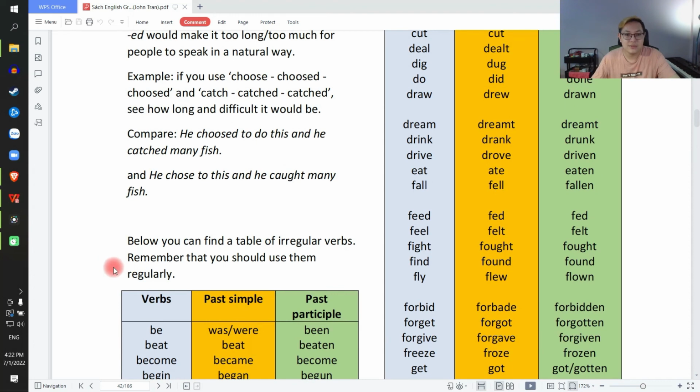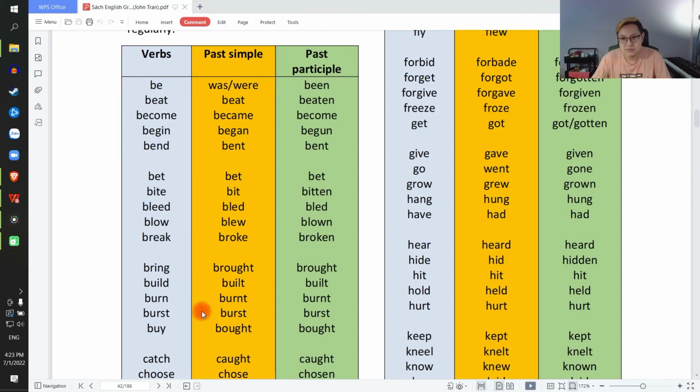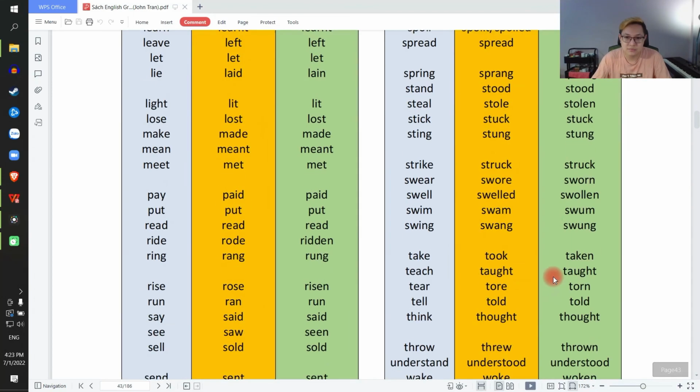Okay. Below you can find a table of irregular verbs. Remember that you should use them regularly to remember them, okay? Đi là bên dưới này các bạn đã thấy được một cái bảng những động từ bất quy tắc. Hãy nhớ rằng các bạn nên sử dụng chúng một cách thường xuyên để mà nhớ được cách đọc của chúng nha. So let's try a few, okay? I have subdivided them. I have divided them into like 5 words, 5 verbs each. Mình chia làm là cái mỗi 5 từ một lần như vậy.